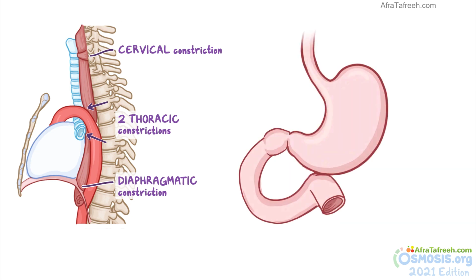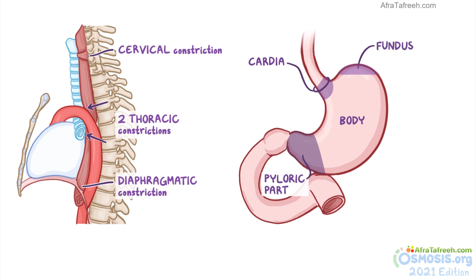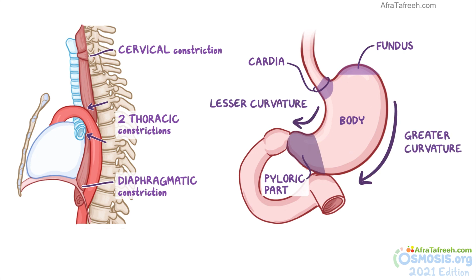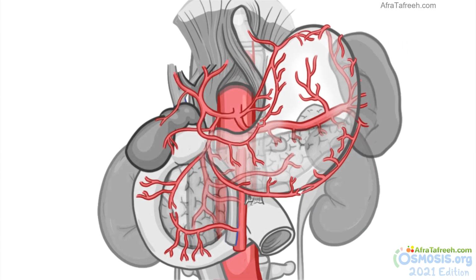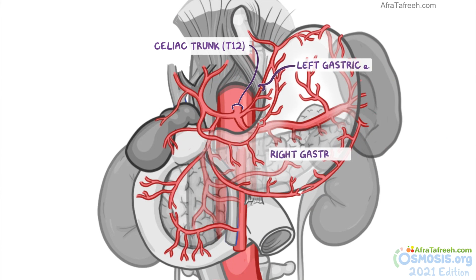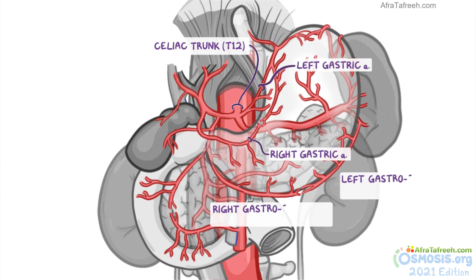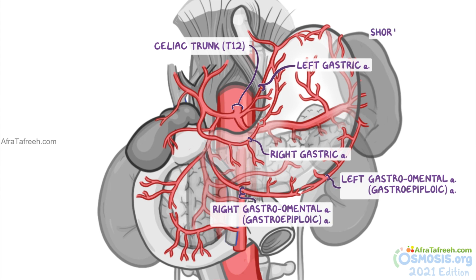small intestine. It has 4 parts: the cardia, the fundus, the body, and the pyloric part, along with 2 curvatures, the lesser curvature and the greater curvature. The arterial supply of the stomach is provided by the celiac trunk and its branches, such as the left gastric artery and right gastric artery, the left and right gastro-omental arteries, the short gastric arteries, and the posterior gastric arteries.